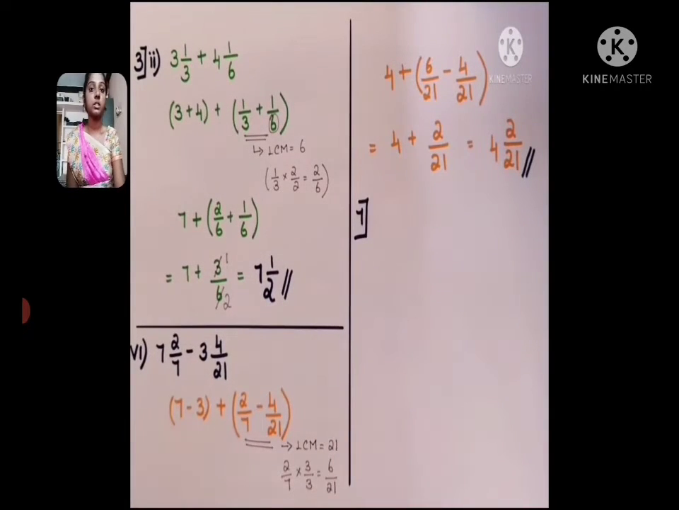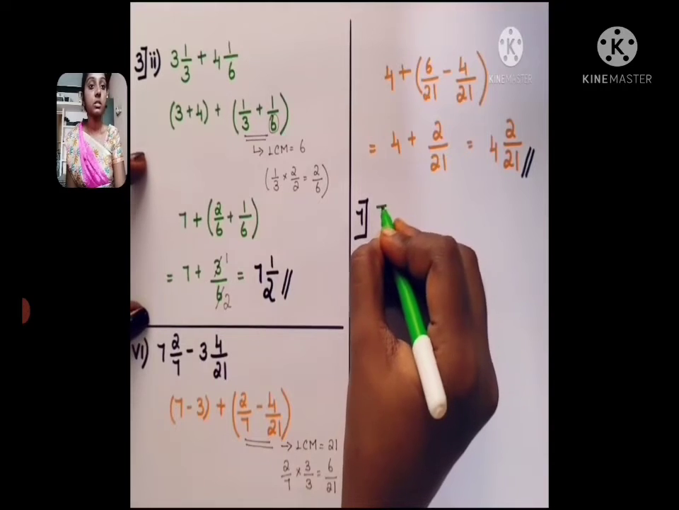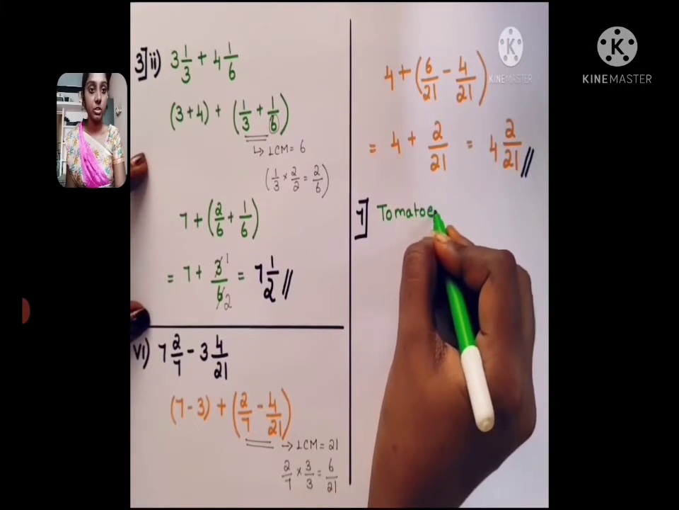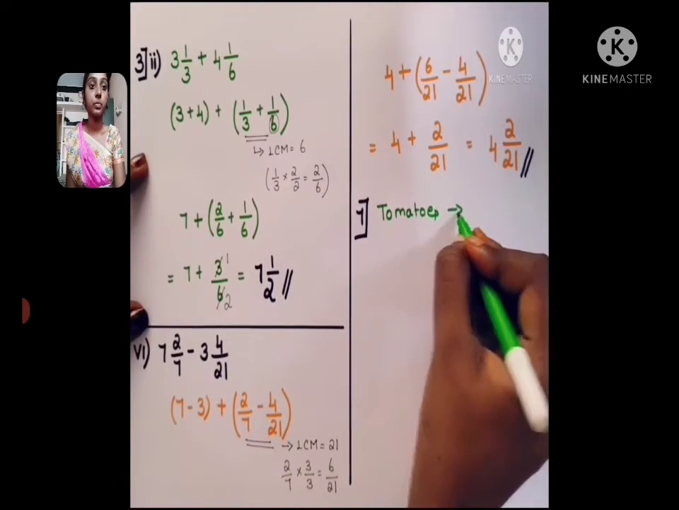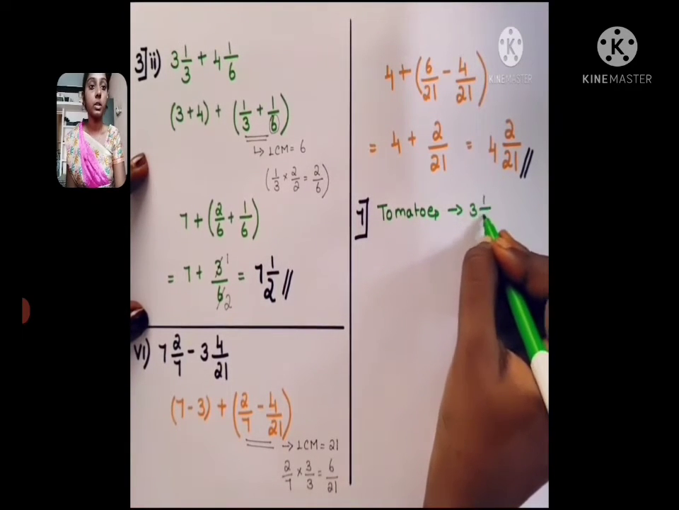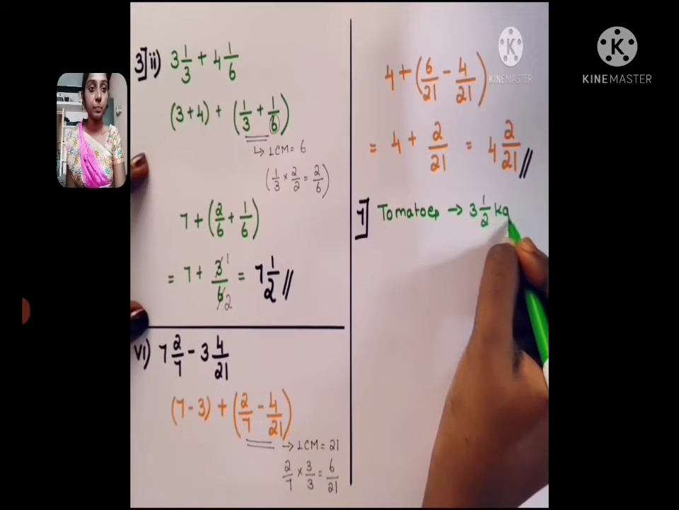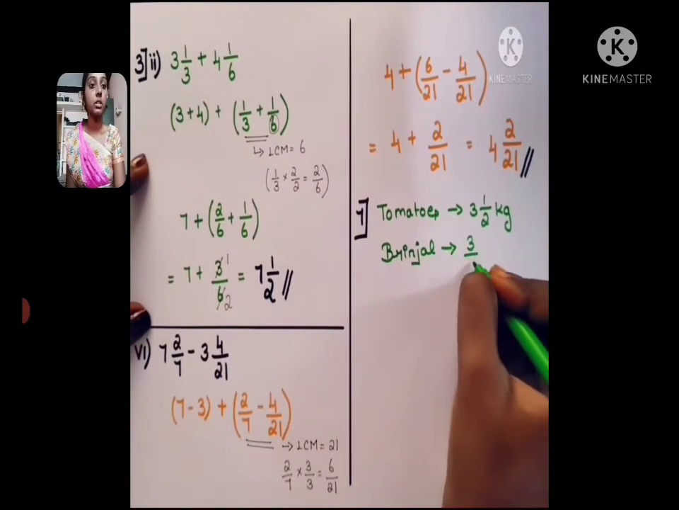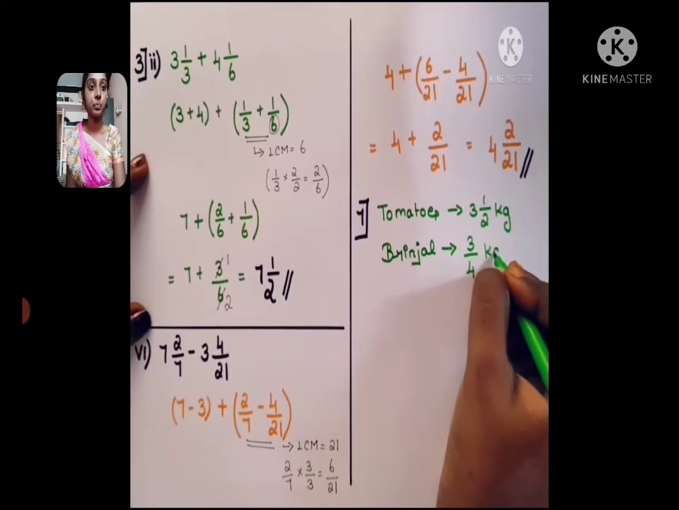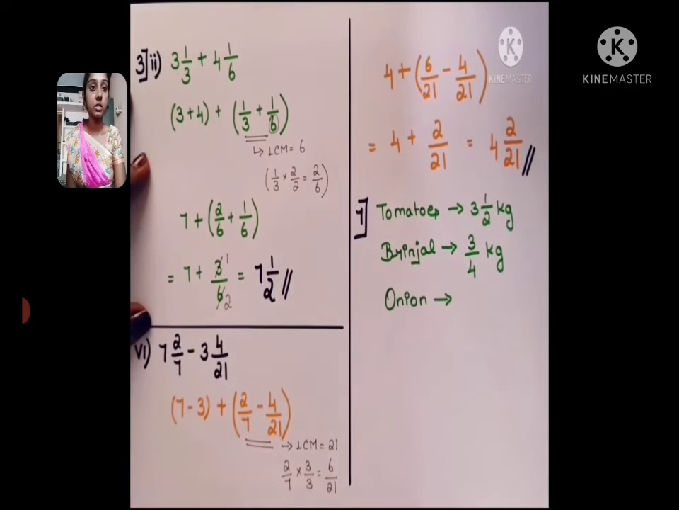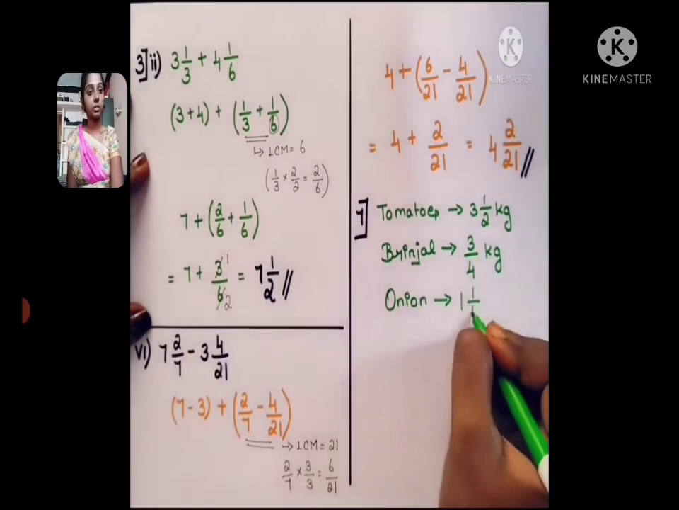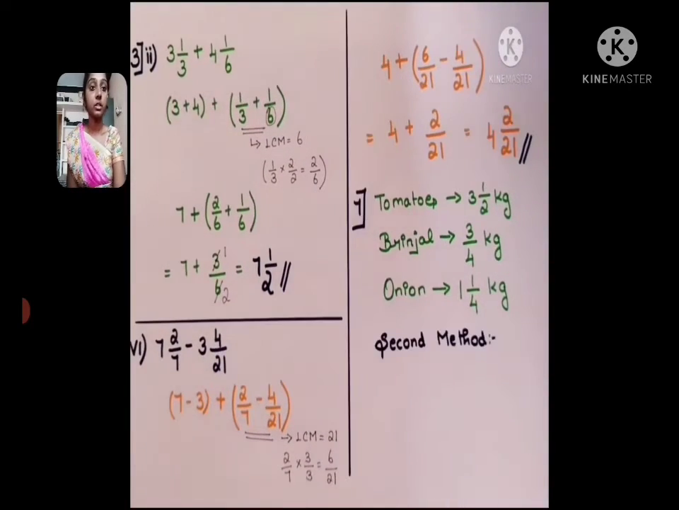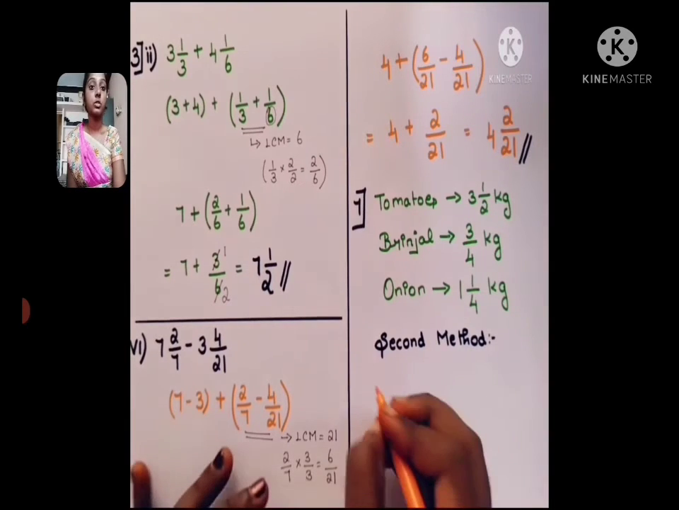7 from the same exercise. From the data given, the amount of tomatoes purchased is 3 1 by 2 kg. The amount of brinjal purchased is 3 by 4 kg, and the amount of onion purchased is 1 by 4 kg, and we are asked to find the sum of the vegetables. Let us go with the second method.